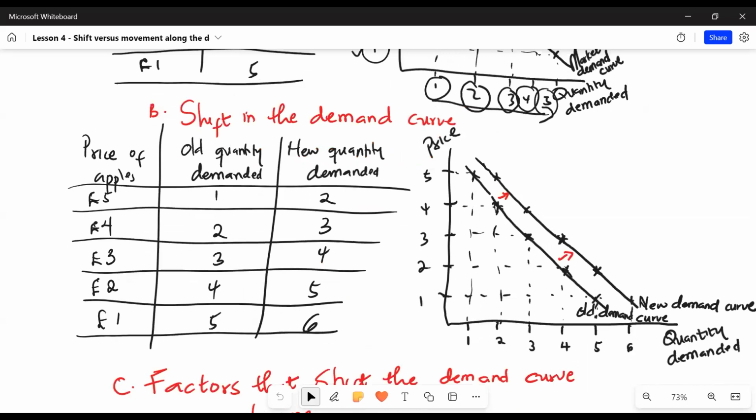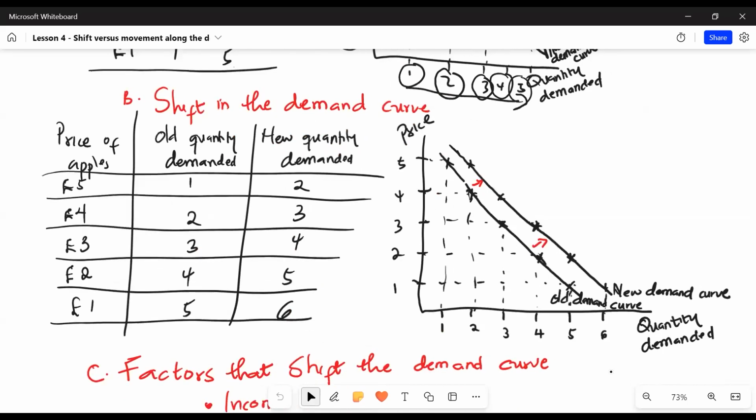Now let's look at this simple table to discuss what we mean by a shift in the demand curve. Assume again the market of apples. This first column here shows the price of apples. The second column here shows old quantity demanded. And the third column here shows new quantity demanded.